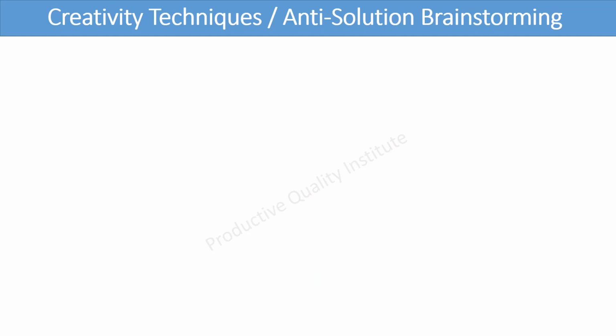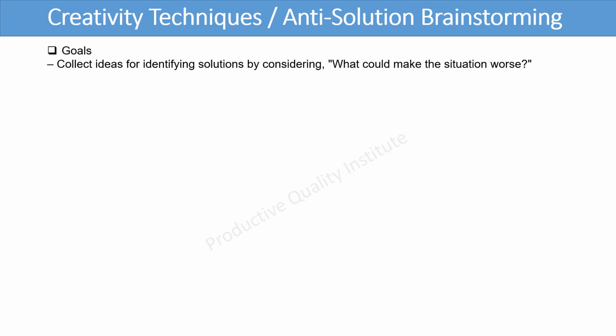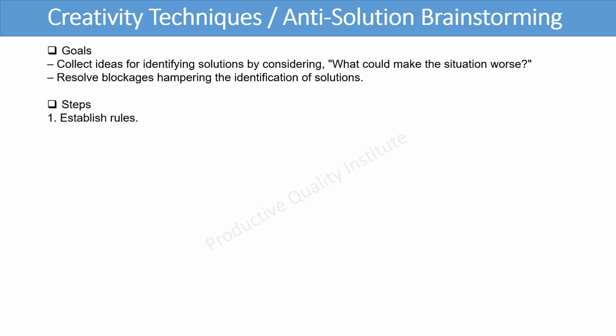Anti-solution brainstorming. The goals are: collect ideas for identifying solutions by considering what could make the situation worse, and resolve blockages hampering the identification of solutions. The steps are: 1. Establish rules. 2. Identify and write down the topics.